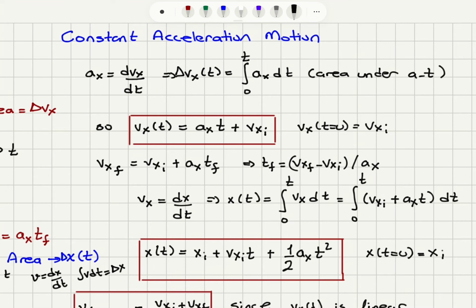Now, since we also have Vx equal to dx dt, delta x is the integral under the velocity versus time curve. It's the integral from 0 to t of Vx dt.